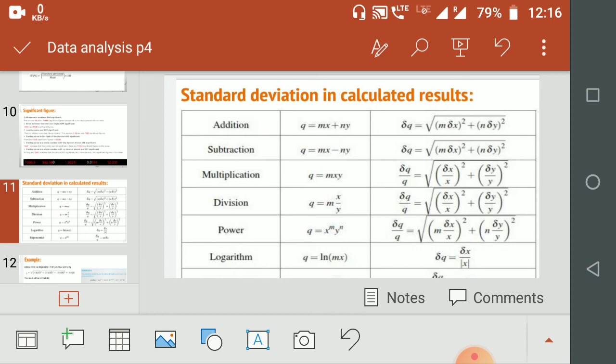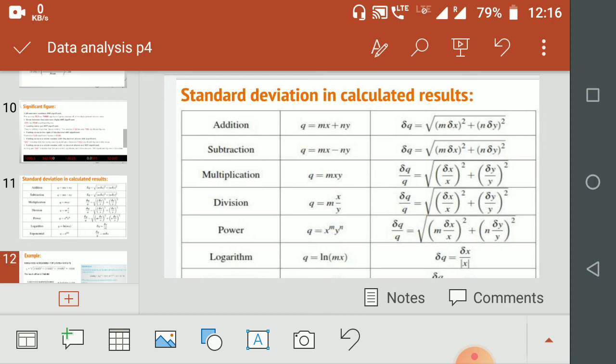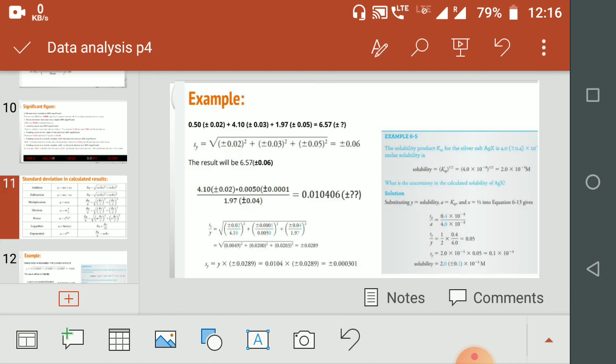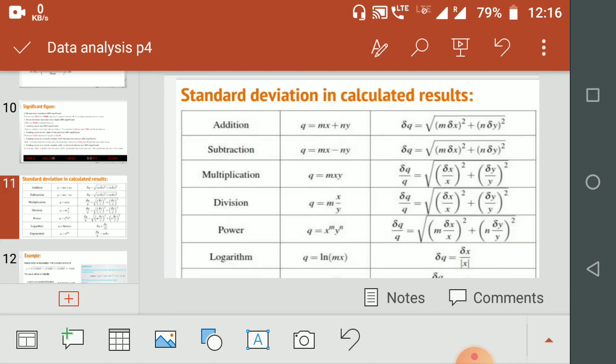Multiplication: q equals mxy, with a similar formula in terms of delta q. Division: q equals m into x divided by y. Power: q equals x raised to m and y raised to n. And logarithm: q equals logarithm of mx.